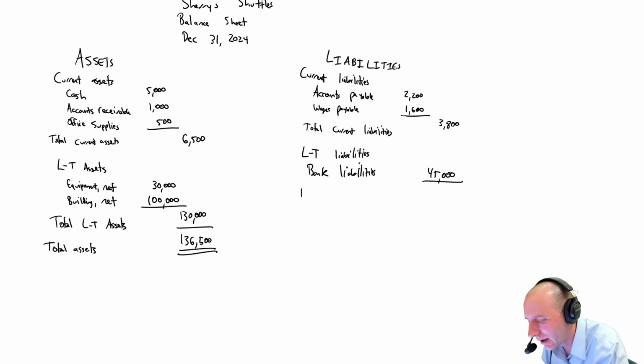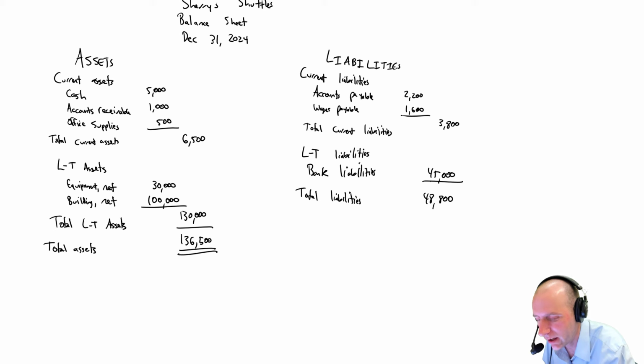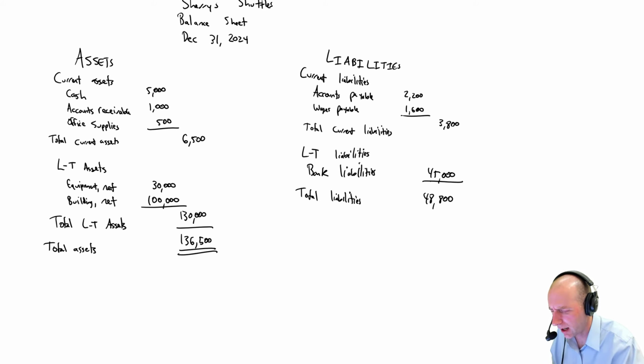Okay, adding it up, our total liabilities, 48,800. Okay, so that's it for liabilities. We don't double underline that because we're not done. We also have to do shareholders equity.